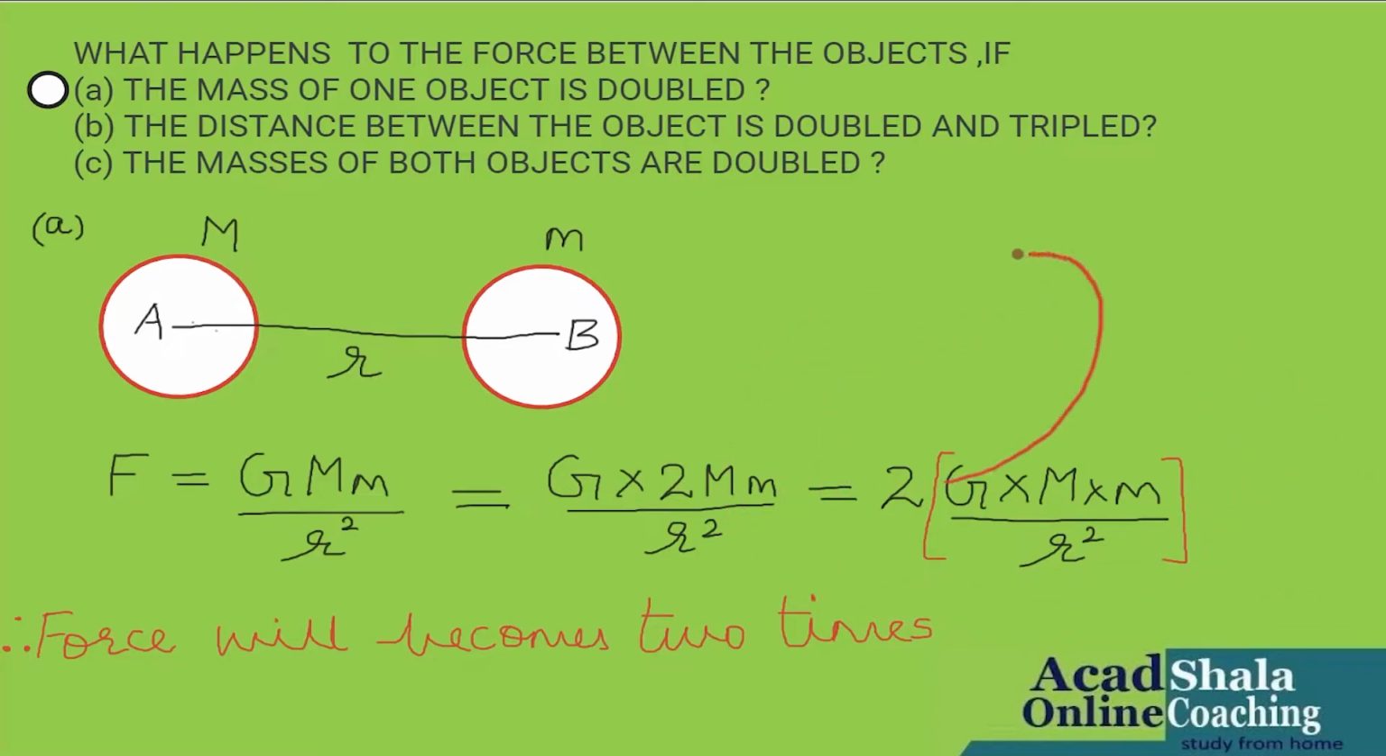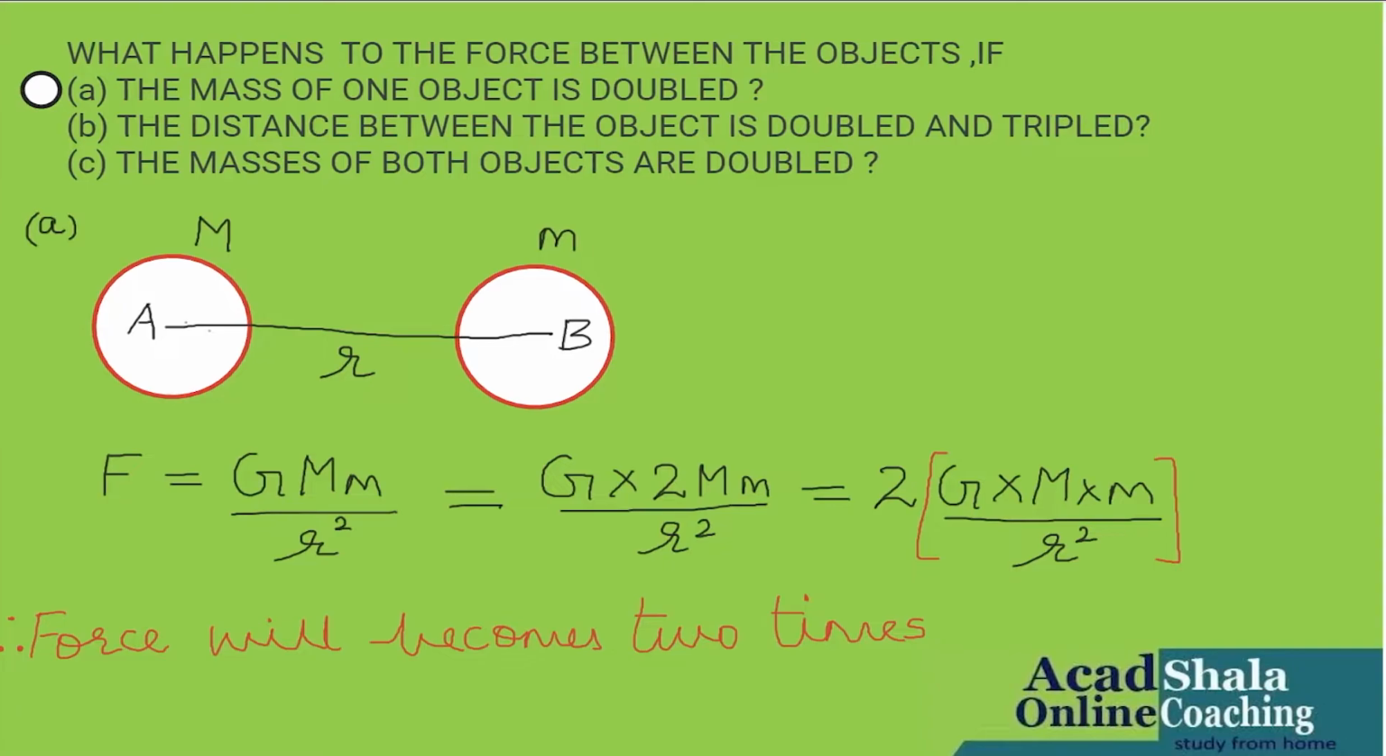Now what does this expression say? I will put it in words. That is, force will become 2 times. Finished. That means whatever is the demand in the numerical, you will solve it, get the final expression, put it in words, and this is the final touch of the numerical.